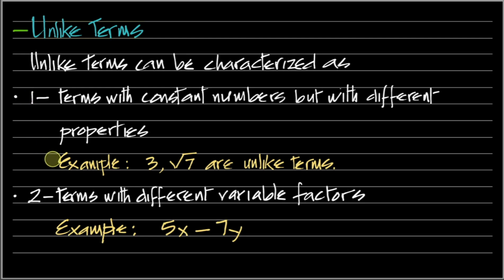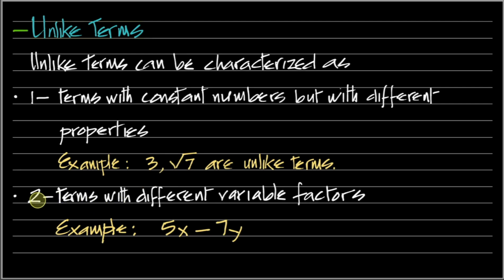Example, you have 3 and root 7. They are all constant numbers, but they have different properties. 3 is a rational number and root 7 is an irrational number. So what makes them unlike? You cannot add them and get a single term value or an integer. If you add 3 plus root 7, it becomes an expression rather than a term.